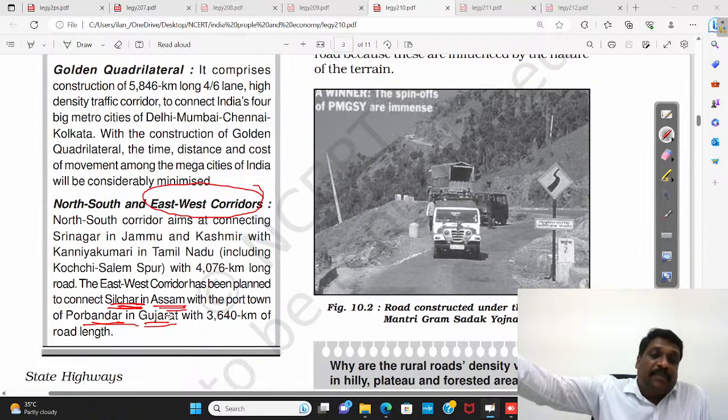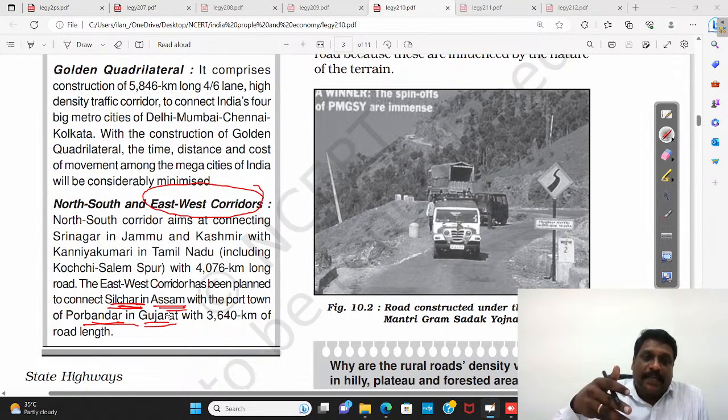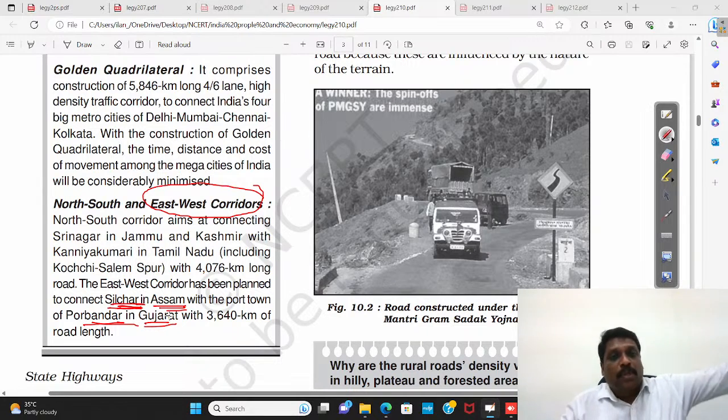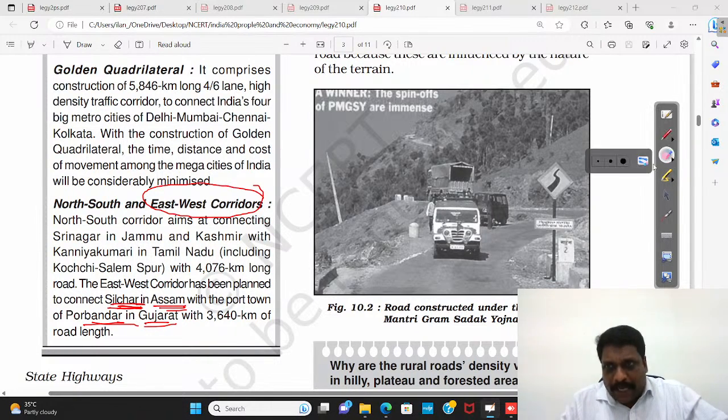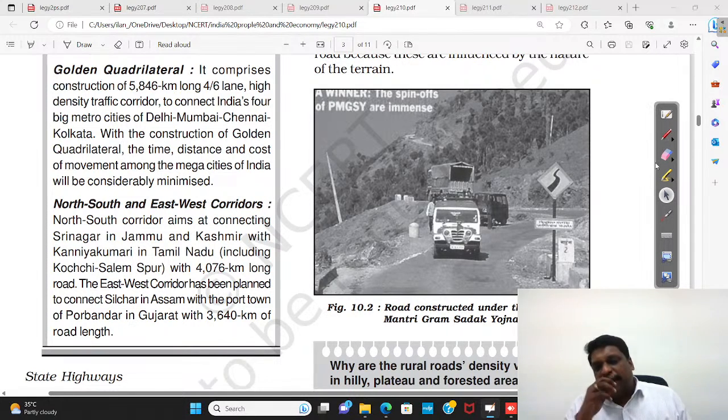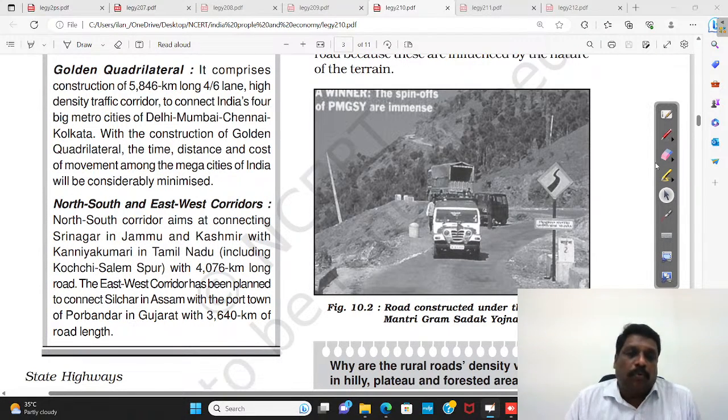But in the examination, they gave a statement as what? It was connecting Dibrugarh to what? Surat in Gujarat. Okay, right. So some of the very important, ambitious road connectivity projects, you have to take note of.